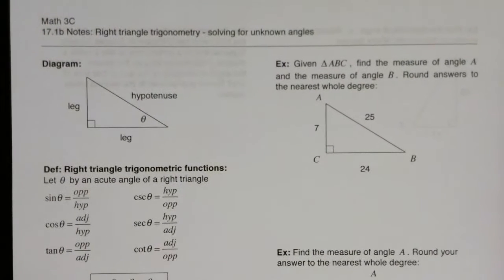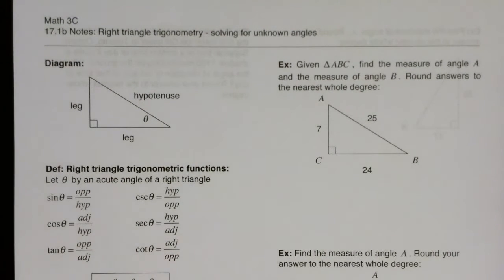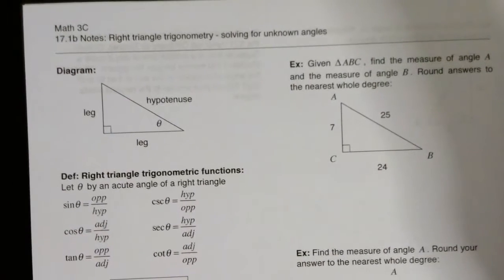Okay, so we are doing 17.1b, so still in 17.1, and now we're going to be solving for unknown angles.